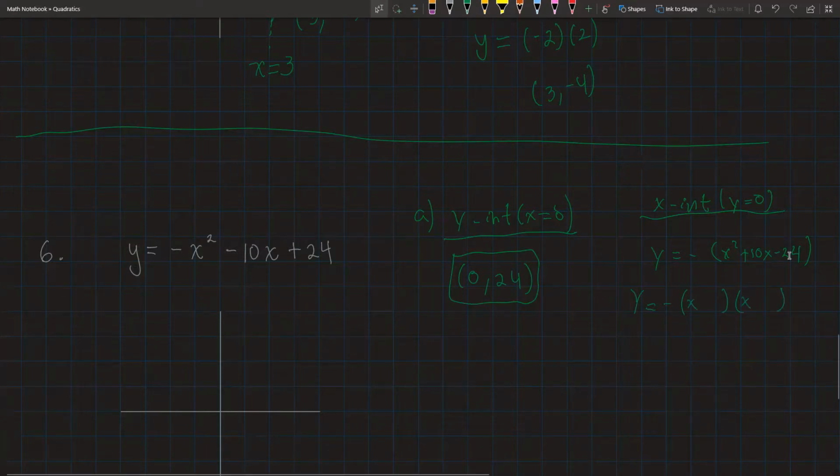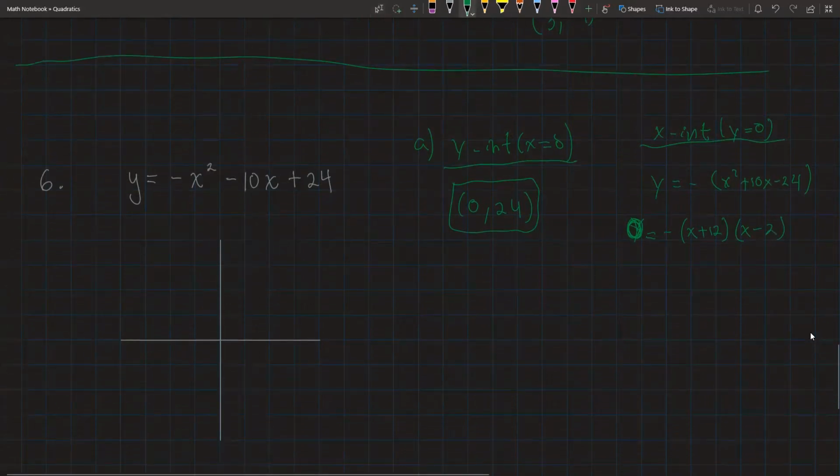What two numbers can multiply to a negative 24 and combine to a positive 10? It better, and again, I should make this a 0 at this point. It is a positive 12 and a negative 2. Check your work. That absolutely works. Therefore, the x-intercepts are negative 12, comma 0, 2, comma 0.